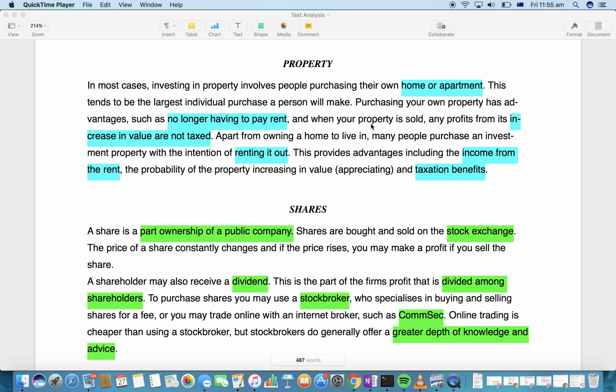However, for the purpose of this, we're going to say that the person bought the house, has lived in it for 5 years, and then has sold the house. That increase, that $200,000, is not taxed. It goes straight into your bank.